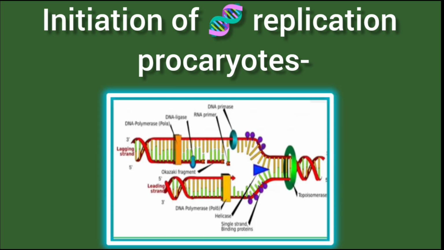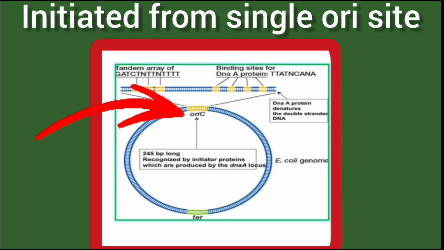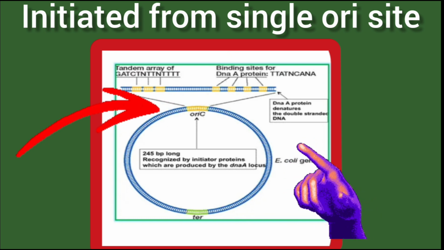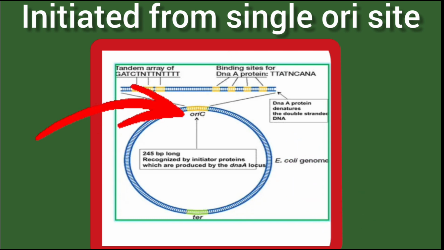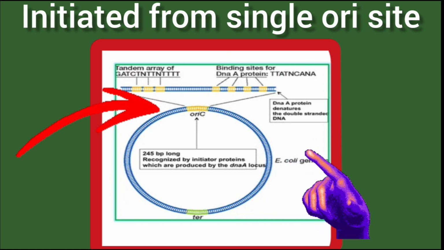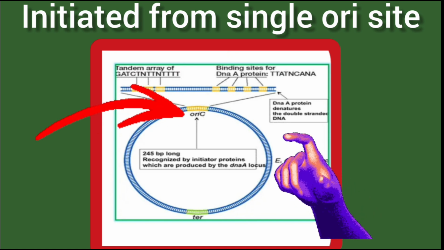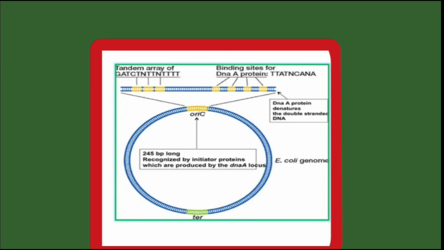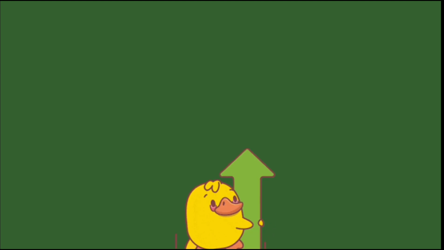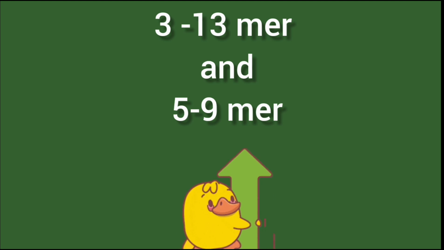In E. coli, the process of replication is initiated from the origin of replication. The origin of replication in E. coli is called OriC. The OriC consists of a 245 base pair long AT-rich sequence which is highly conserved in almost all prokaryotes. Mostly, two types of sequences are present in this region: 3 repeats of 13 base pairs called 13-mer and 5 repeats of 9 base pairs called 9-mer sequences.